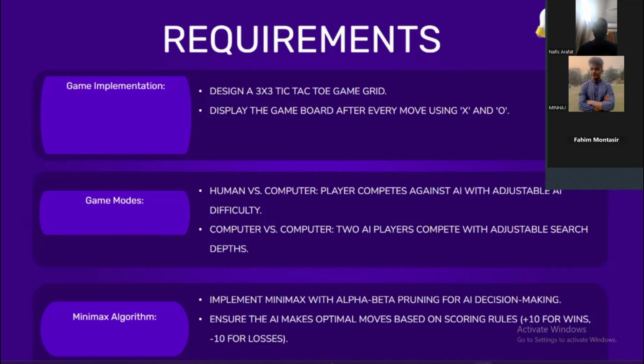The cornerstone of this project is the integration of the Minimax algorithm with alpha beta pruning, enabling the AI to make optimal moves while reducing unnecessary calculations. Finally, we established scoring rules such as plus 10 for wins and minus 10 for losses to guide AI decisions.